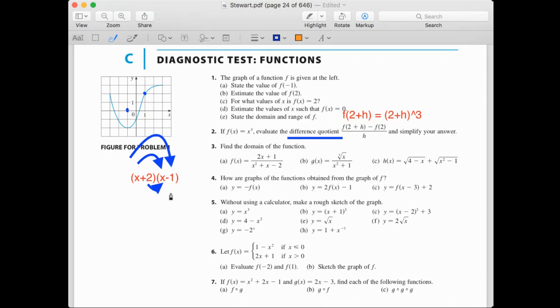Once we factor this, we know this is in the denominator, and we cannot make the denominator 0 anytime in mathematics. So when will this denominator be 0? When x equals negative 2, when x equals 1. So what's the domain? The domain is all real numbers except negative 2 and positive 1. And on the graph, we will see 2 vertical asymptotes at negative 2 and at 1.